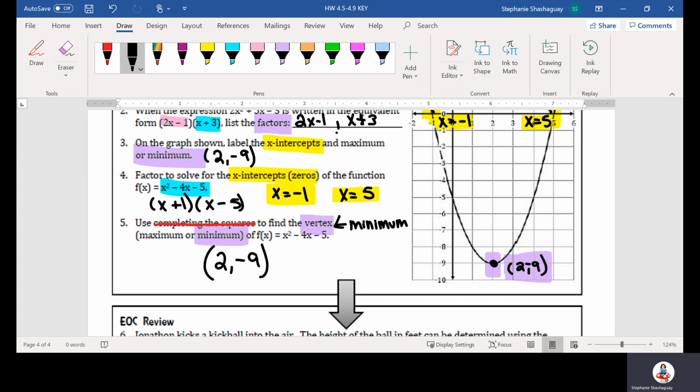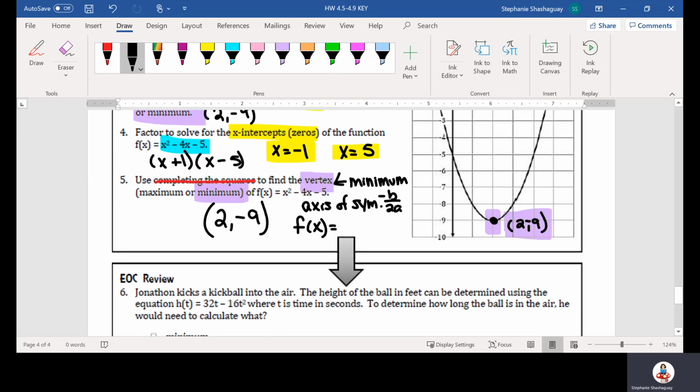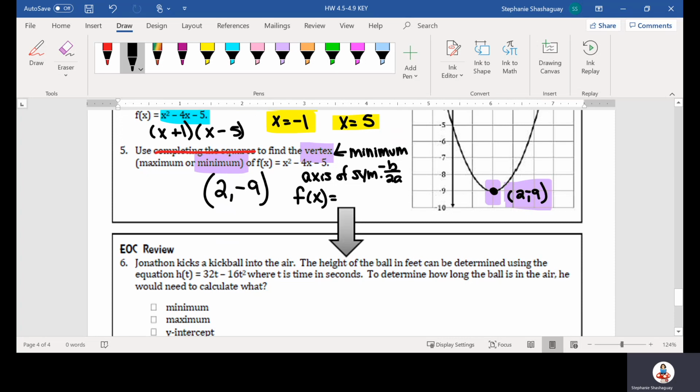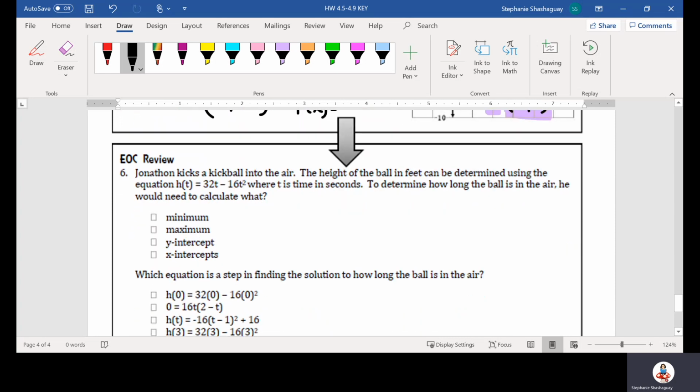Okay, if they give you the graph, you don't need to find it algebraically. If they don't give you the graph, the best way to find your vertex would be to find your axis of symmetry. Remember, that's your negative b divided by 2a, and then you would find your f of x for that negative b over 2a. You would plug that into your function. So that's the alternative option to finding your vertex if you don't have the graph.